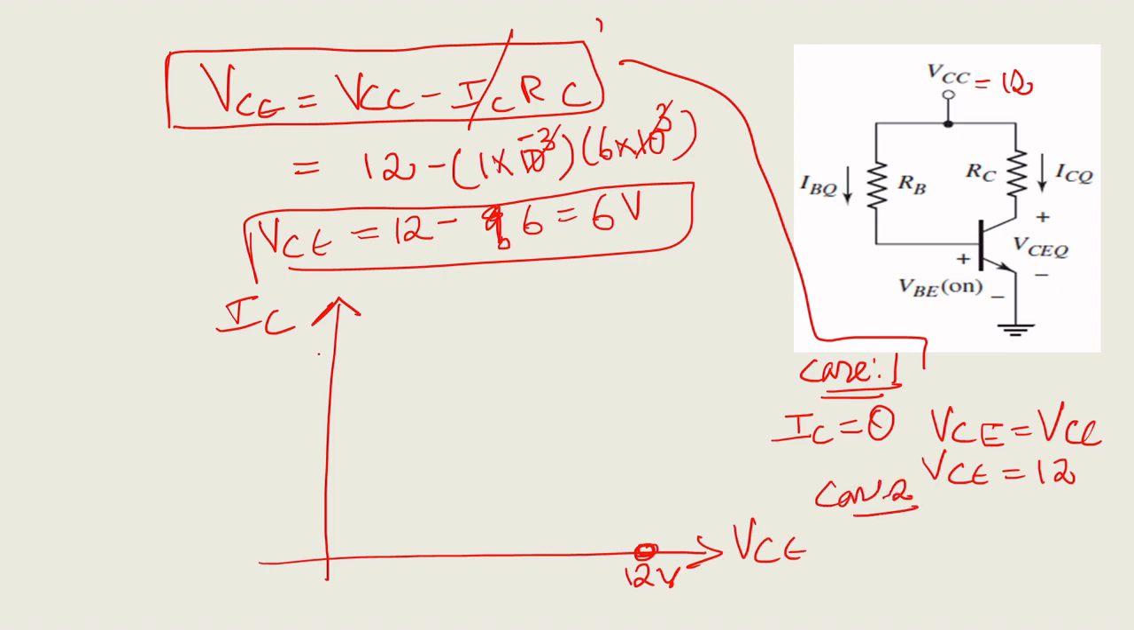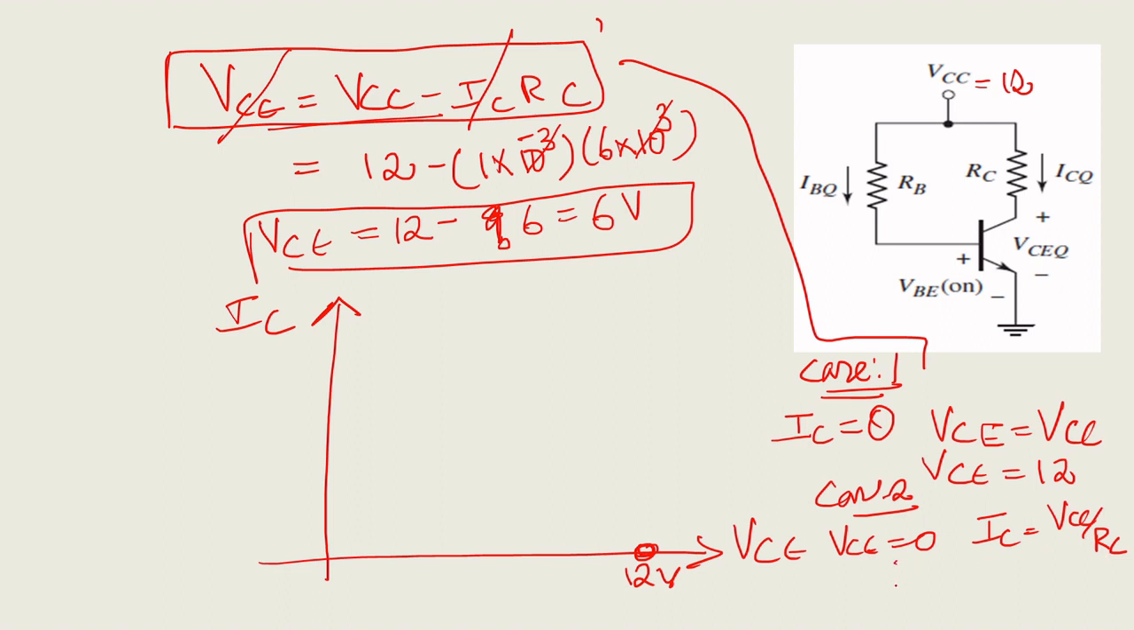What do you want to find? You want to find the maximum IC current. That means VCE is 0. So consider VCE is 0. Then IC equals VCC by RC from this formula. From here, I have written VCC minus IC RC, which is nothing but IC equals VCC by RC.